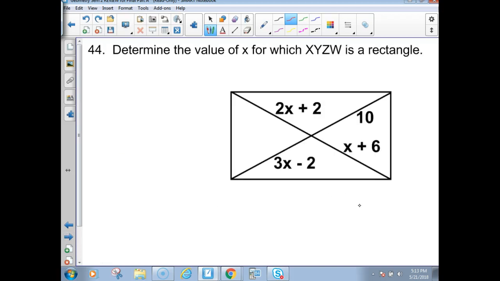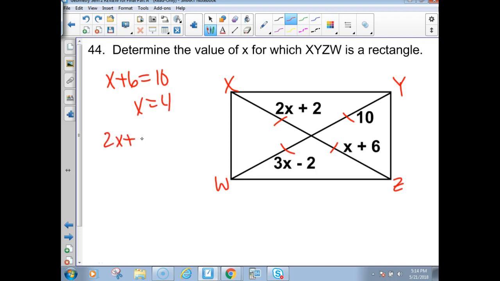Determine the value of x for which XYZW is a rectangle. Anyway, it's determine the value of x. The diagonals would bisect each other, so you have an option. You need to set two of these diagonal halves equal, since all of these are congruent. So you could go with the easiest pair. x plus 6 equals 10 would be the easiest one, giving you 4. But it wouldn't matter what pair you set equal. If you did 2x plus 2 equals x plus 6, subtract 6, subtract 2, you would have still gotten 4. So x is 4 no matter what you do.